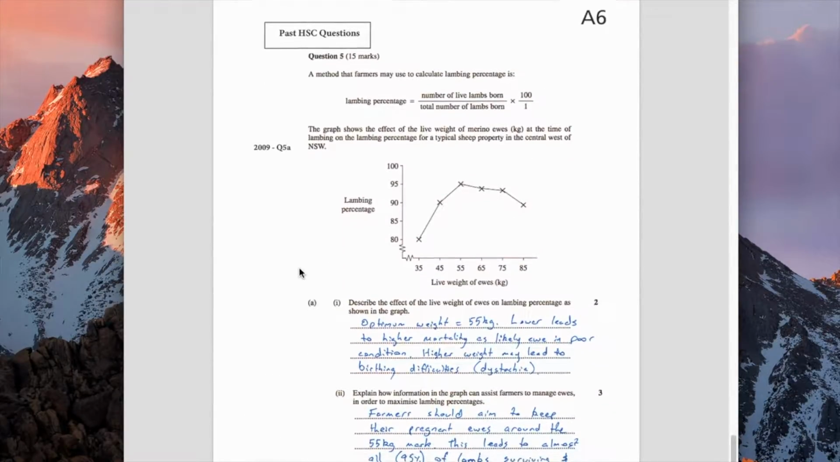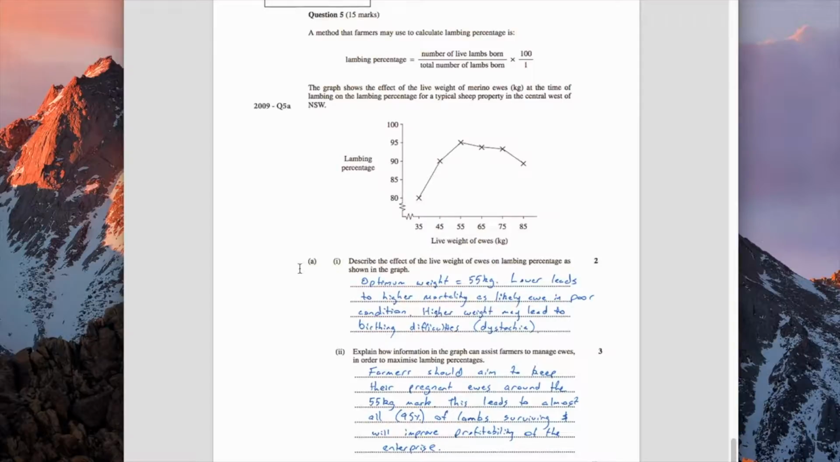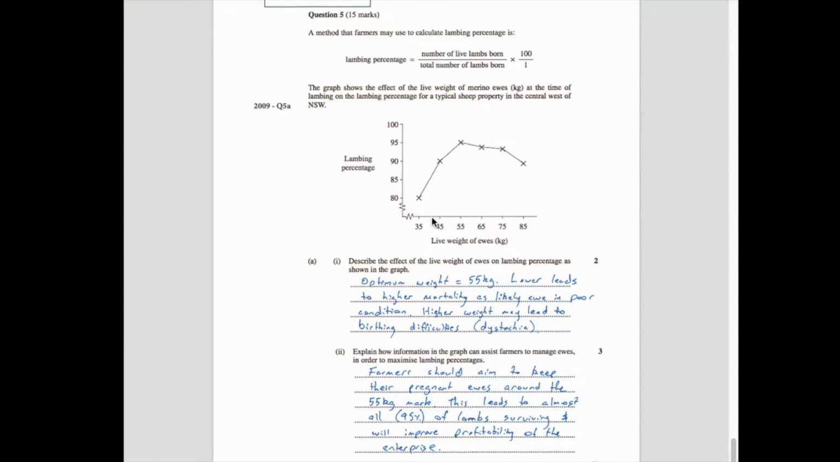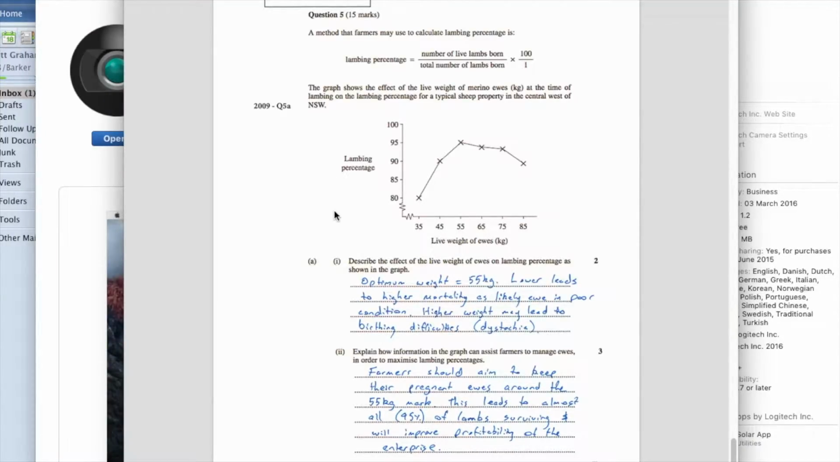If we move on to the second last page, we have here a chart of live weight of ewes that are pregnant and the lambing percentage. Now, the lambing percentage means the amount of live lambs born over the total number of lambs born. So it's basically mortality rate or the opposite of mortality rate. So the amount of lambs that survive birth. And so here, what we need to do is look at how many lambs survive in the percentage.